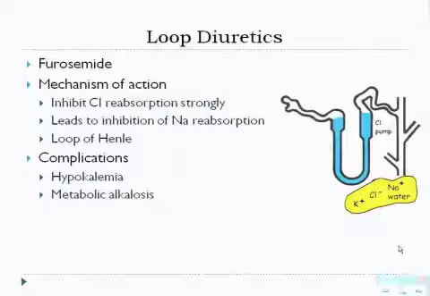Loop diuretics are something that we use very, very frequently. Things like furosemide, also known as Lasix. The mechanism of action is it inhibits the chloride reabsorption first, and this basically leads to an inhibition of sodium reabsorption in the loop of Henle, and basically inhibits the whole loop of Henle from being able to concentrate urine, and the person will begin to diurese pretty effectively. It's actually a much more potent diuretic than the other ones that we've talked about. The biggest complications of loop diuretics is you can develop hypokalemia, and a certain degree of metabolic alkalosis can also develop.